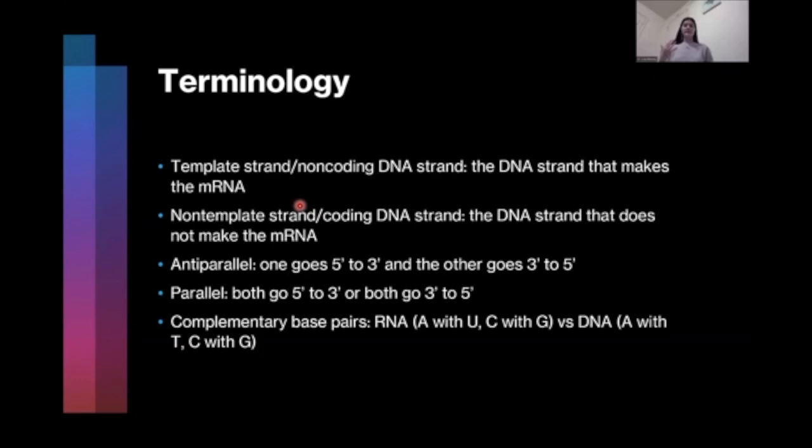And then complementary base pairs. In RNA, this means adenine with uracil, cytosine with guanine. And in DNA, it's adenine with thymine, and then cytosine with guanine again. Okay, so that's all the terminology that I want you to be aware of for this.